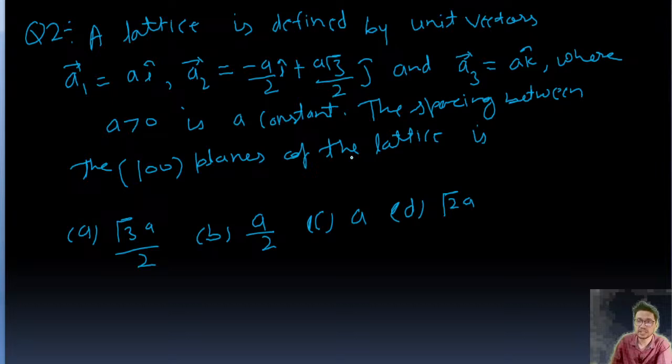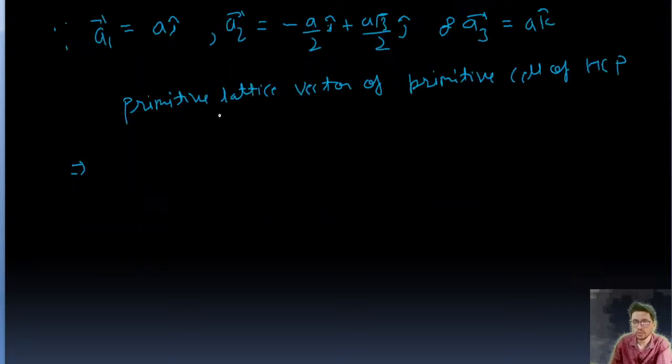Okay, SCP lattice, or hexagonal lattice. So these are the primitive lattice vectors of the primitive cell of SCP. I also told you that you need to note down and memorize these values. Okay, hexagonal close-packed structure.